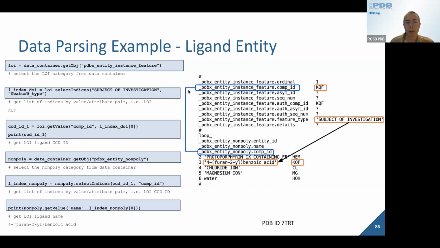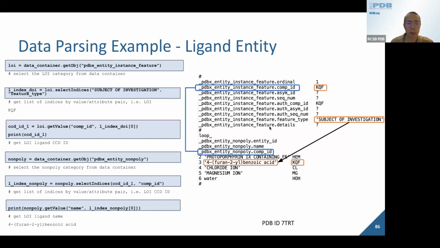What you can do is first create the data object for the category identifying this ligand of interest, using get obj and giving the category name. From this category, you want to extract the component ID, which is the ligand ID. Based on the ligand ID, you find information about the ligand in the other data category that defines this ligand. In this case, you use the search function select indices, giving the term you want to search, subject of investigation, and giving the attribute for that term. You get which row has this ligand of interest. Then you get the CCD ID, which is the ligand ID of this ligand, by using the get value function as well.